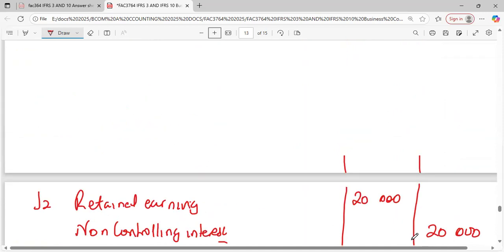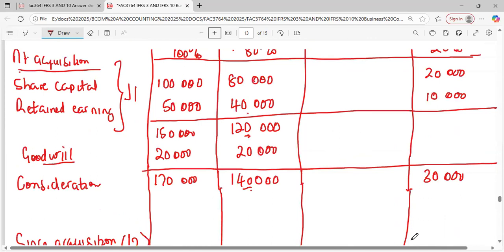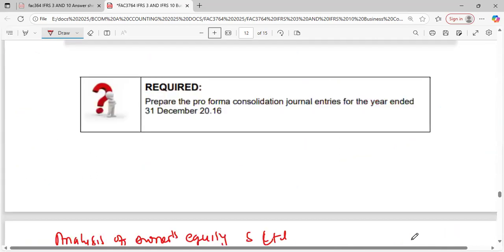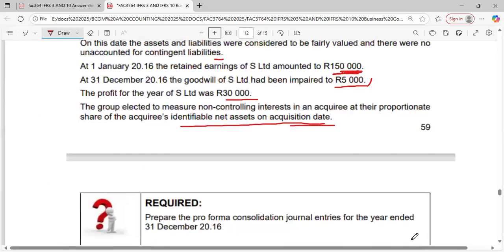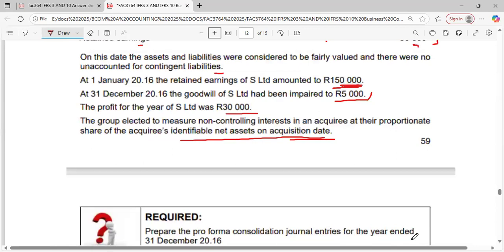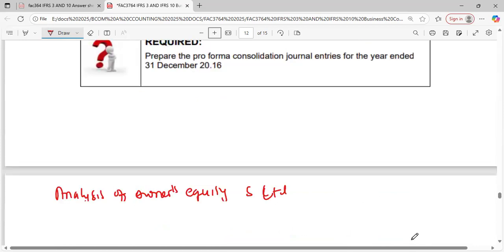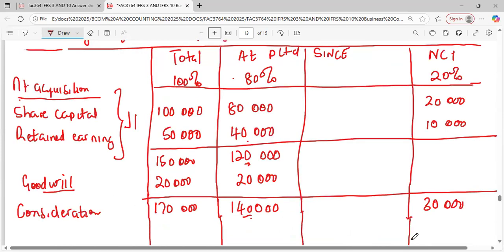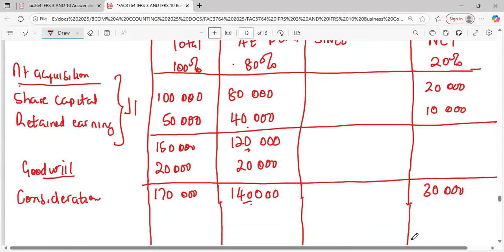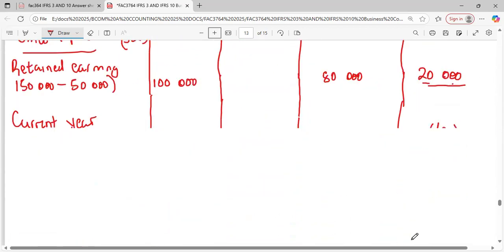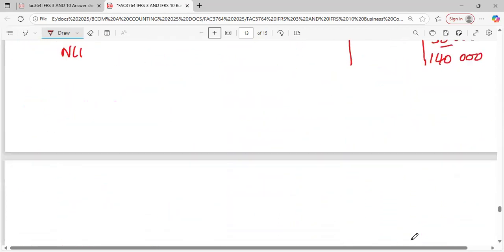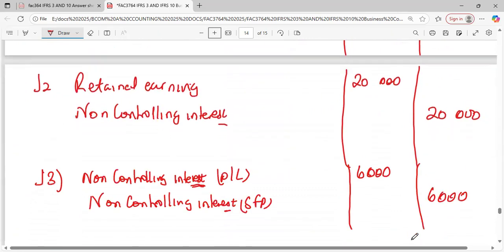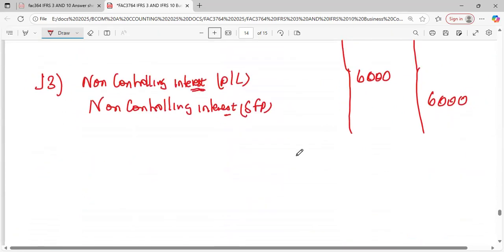The last journal here is going to be the impairment of goodwill. When we impair goodwill, they say goodwill has been impaired to 5,000. So how much is our goodwill? Our goodwill is 20,000 and it has been impaired to 5,000. So which means we are going to impair goodwill. That is going to be our journal 4, the last journal here.